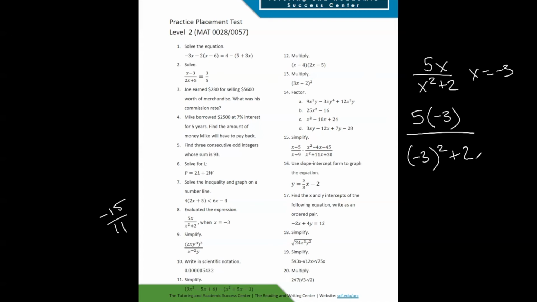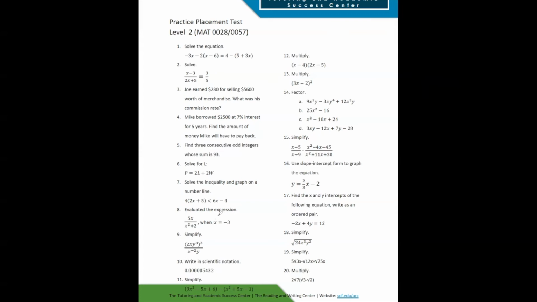So every time I saw that variable of x, I took it out and replaced it with a number. When I simplify, the top is -15, and the bottom would be -3 squared is 9 plus 2, which means my answer is -15 over 11. There's no way to simplify this since 11 is a prime number, and we cannot divide 15 by 11. Number 9. Number 9 asks us to simplify, and when we do simplify, we are going to get an answer of 8x to the 5th, y to the 8th.